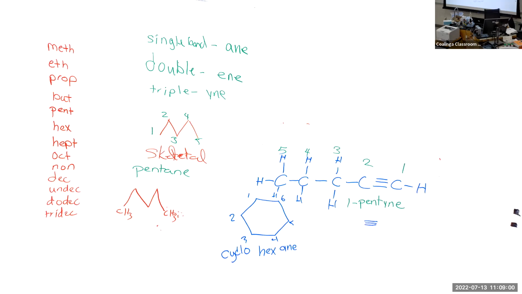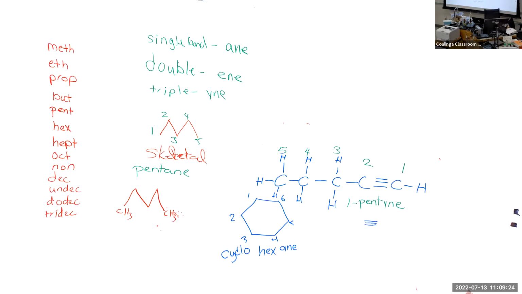Okay, questions? Concerns? I didn't understand that first part where you count the carbons, and then the last three letters. I understood the first four letters, but why the last ones? Because it has one triple bond.